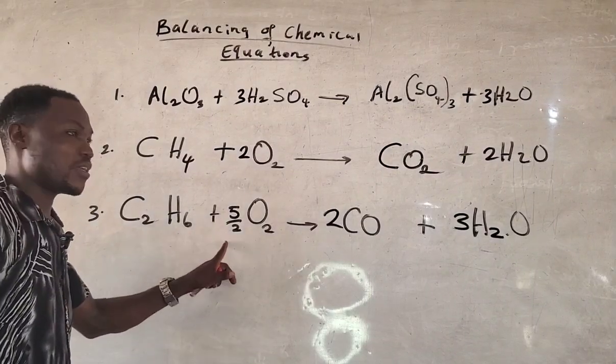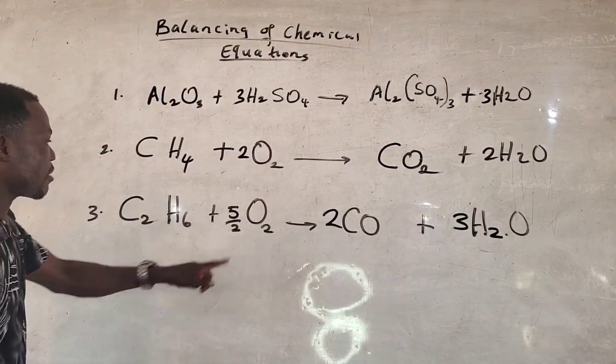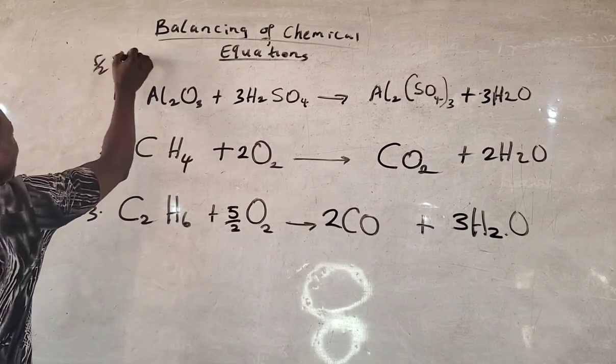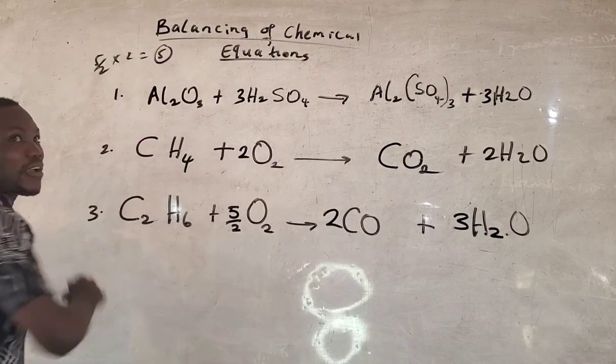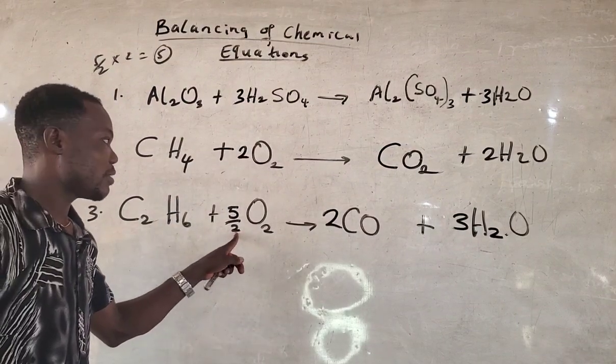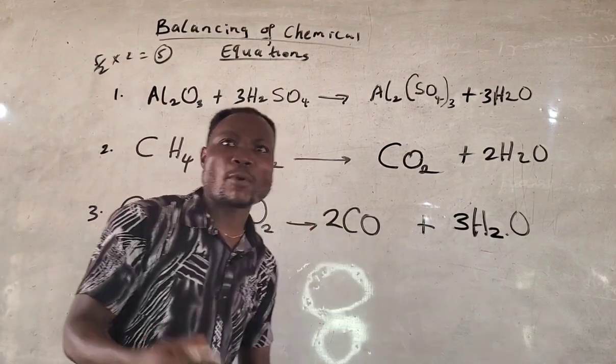So I have 5 over 2 here. So you can see that the number of atoms of oxygen is 5 over 2 times 2, and that is actually equal to 5, making the number of oxygen here 5, and 5 here.